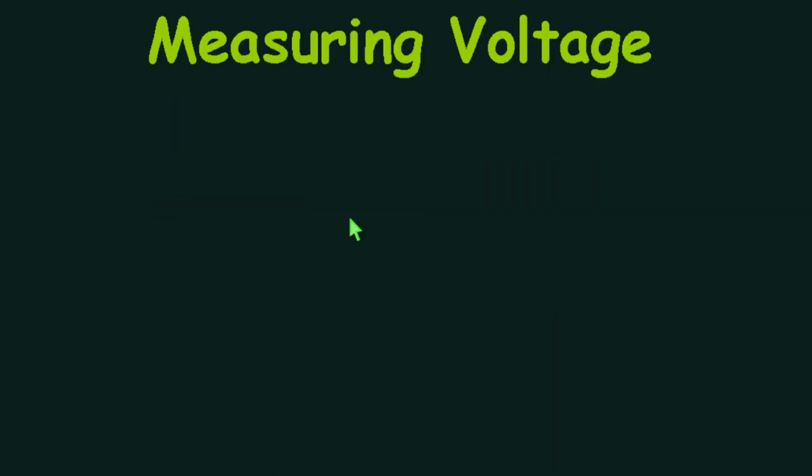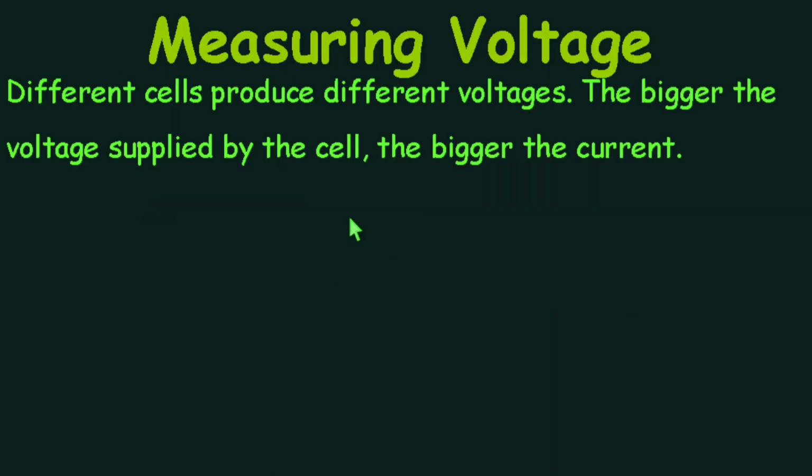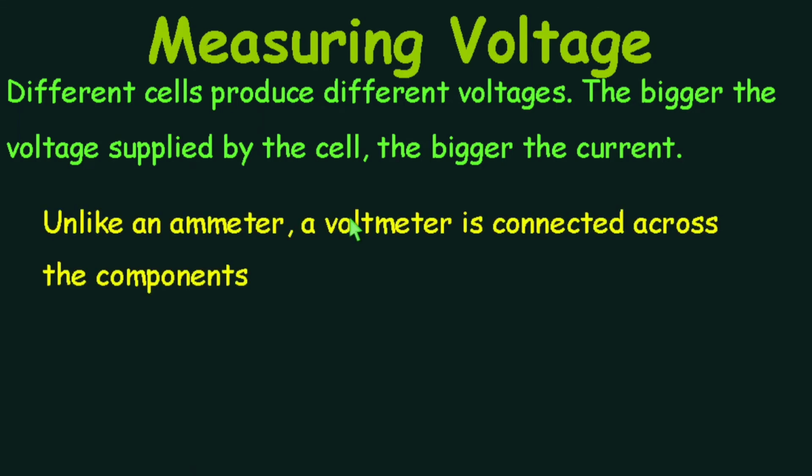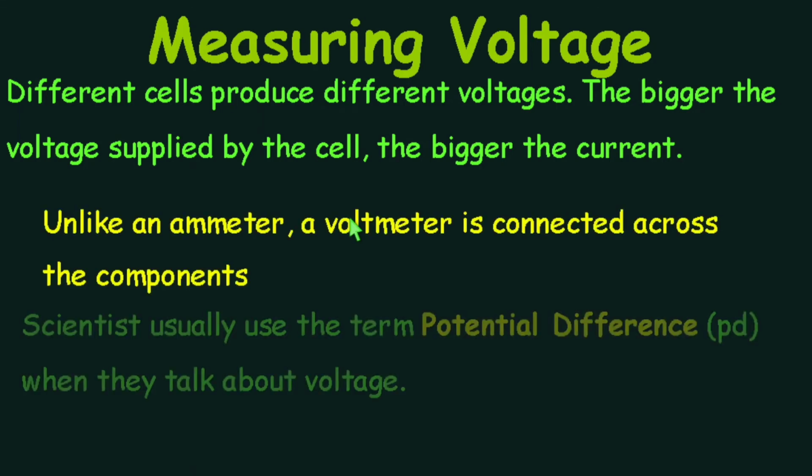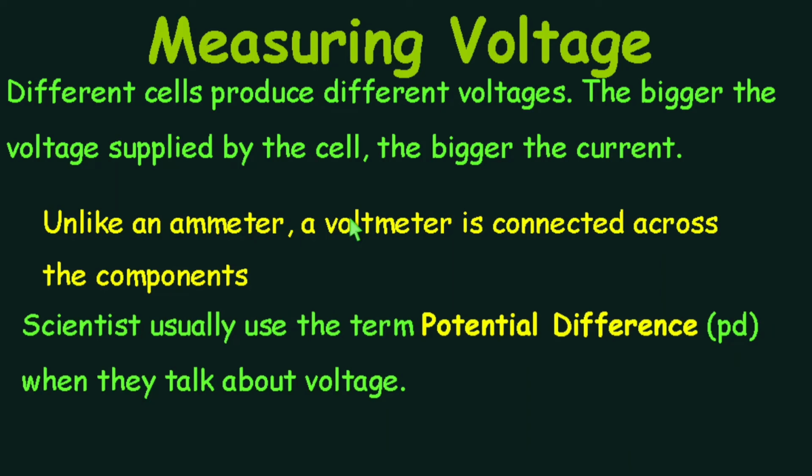Next is measuring the voltage. Different cells produce different voltages. The bigger the voltage supplied by the cell, the bigger the current. Unlike an ammeter, a voltmeter is connected across the components. Scientists usually use the term potential difference when they talk about voltage.